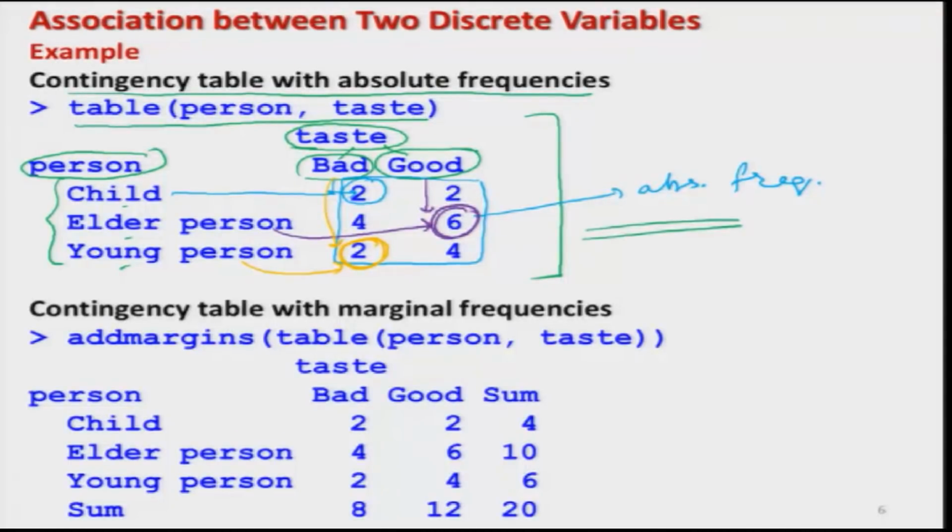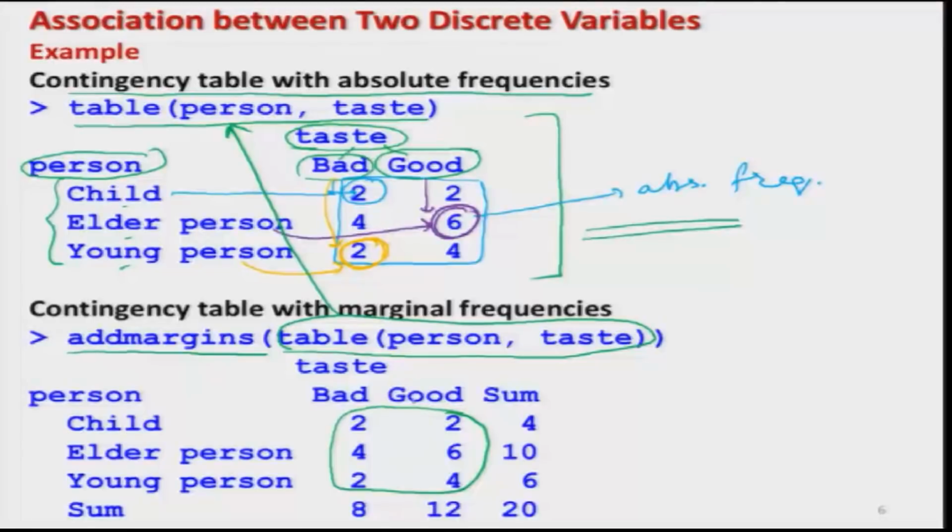Now, next we would like to obtain the marginal frequencies. You can see I am using the command addmargins, and inside the argument I am using the same command which was used to get this contingency table. This contingency table is the same, but now there is one more column and one more row added here. You can see sum and sum. So what is this sum?